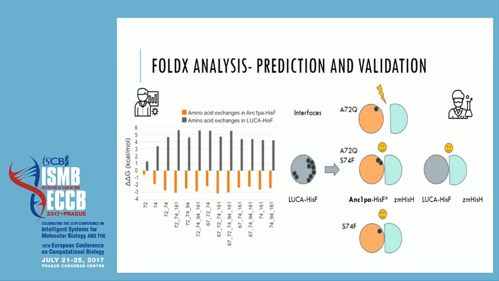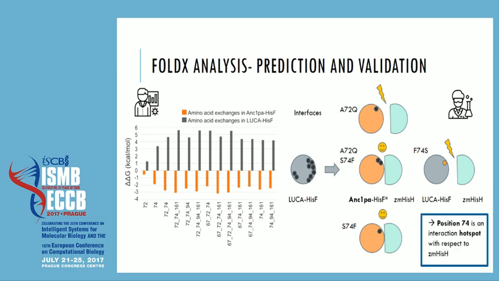If we mutate this position now in the already good binding complex Lucas-F-ZMSH, taking the residue from ENC1-PAS-F to Lucas-F, we can disturb this binding, and we get a poor binding affinity. So we can say that position 74 is an interaction hotspot with respect to ZMSH.